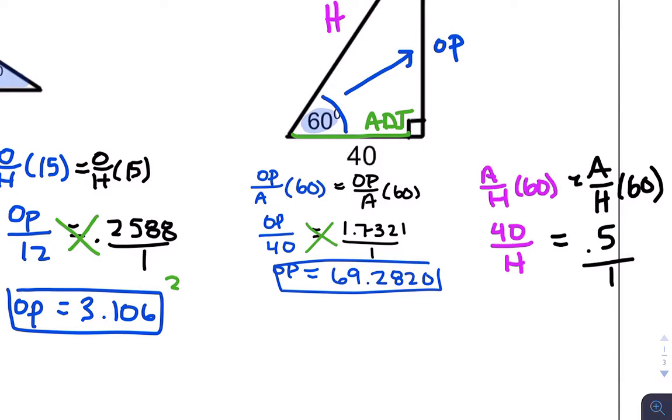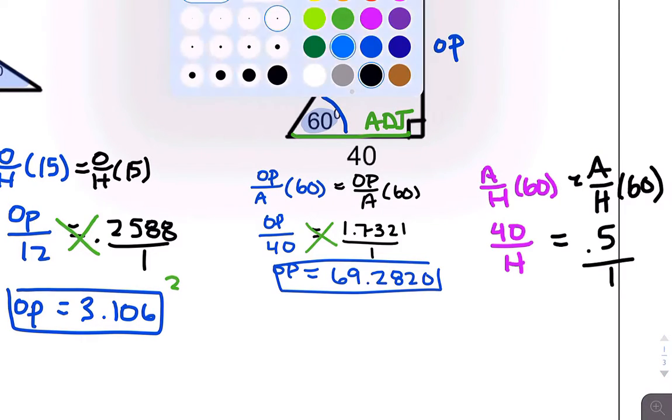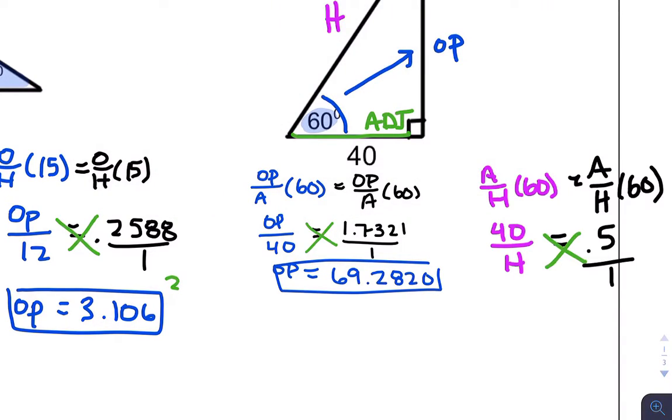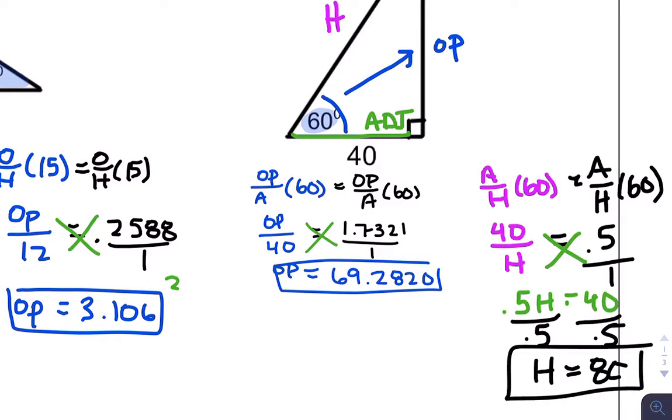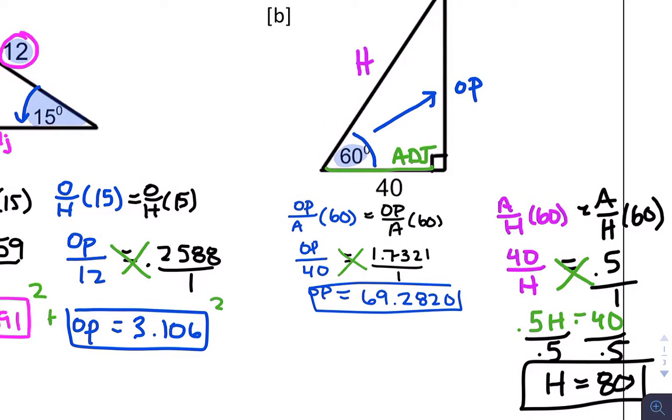Again, we'll throw that over 1 just to aid in our cross multiplication. And so in this case, we have 0.5H is equal to 40. Then solving by dividing by 0.5, we should have H to be 80. Okay? And again, that's going to fit into our overall value. If you look at the angles, the OP should be larger than 40. It is. Hypotenuse is the largest. It is. It's 80.